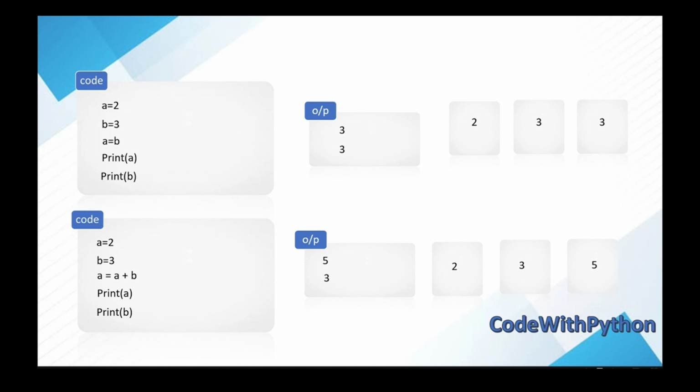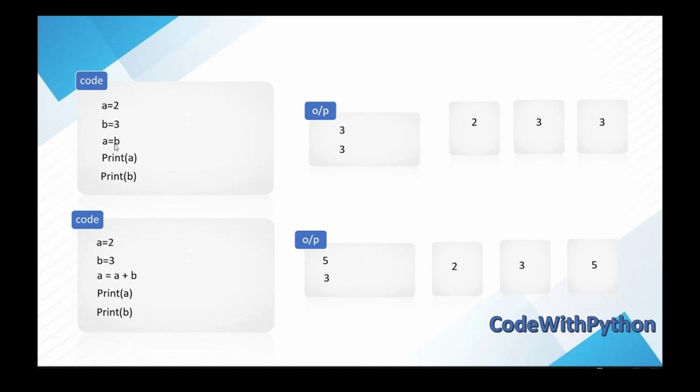Okay. Here, a is equal to 2. In the a variable, the value 2 is assigned. This is created. And b is equal to 3. In b, the value 3 is created.